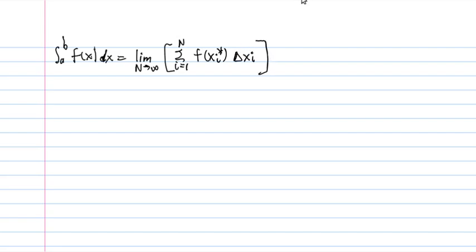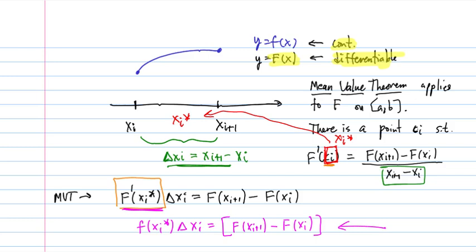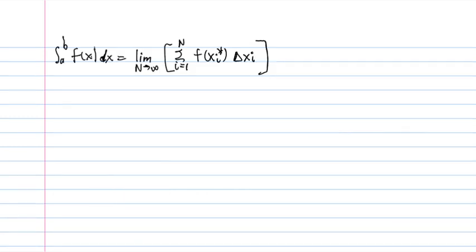Okay, before we do the sum, we notice that we have this property, this magenta property right here. We can swap out the f of xi star times delta xi with just this difference that's in terms of the antiderivative. All right, so this is what gets subbed out here. So this becomes the limit as n approaches infinity, and now we still have this sum from 1 to n. But inside the sum, we now have this difference, f of xi plus 1 minus f of xi.